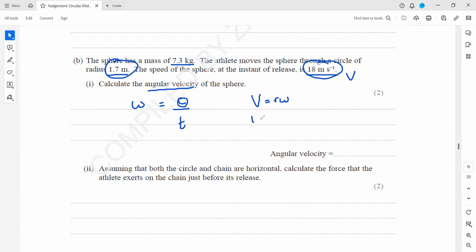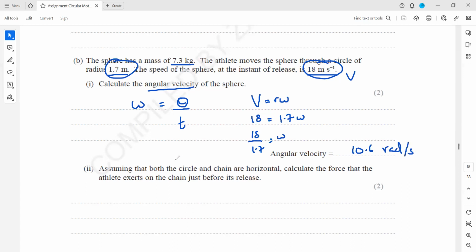So v is given as 18, r is 1.7, and omega is unknown. So 18 divided by 1.7 equals omega, which is equal to 10.6. So the angular velocity is 10.6 and the unit is radian per second.